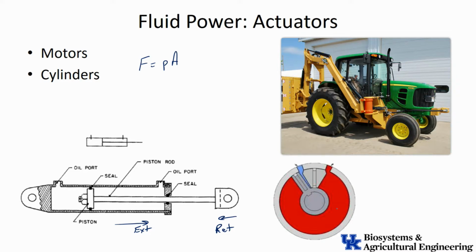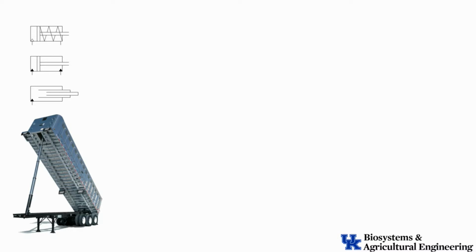We put fluid in one side, it pushes the vane around. If we put fluid in the other side, it'll push the vane back. So it'll control the swinging motion of this. Just to show you something a little bit different there. But let's look at some calculations on this.